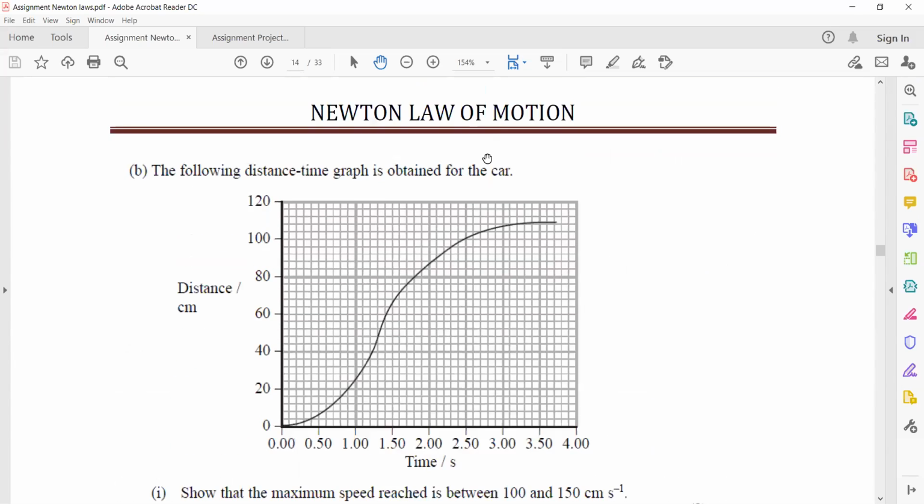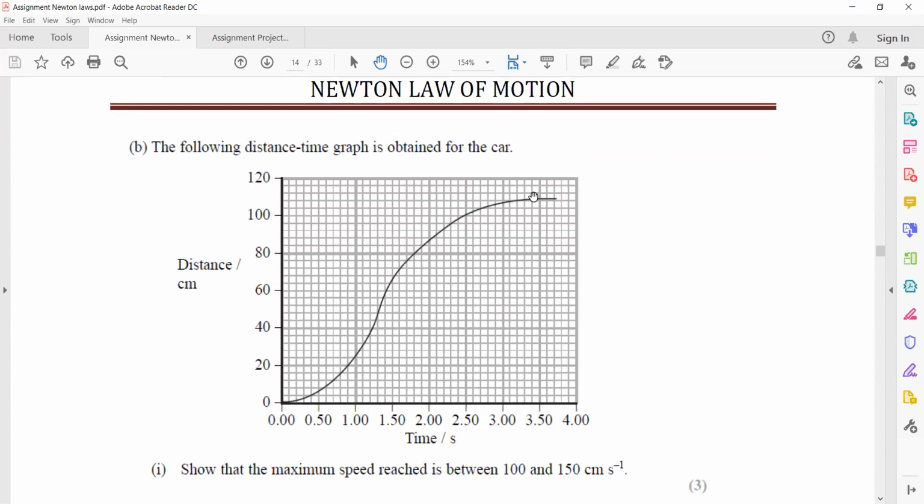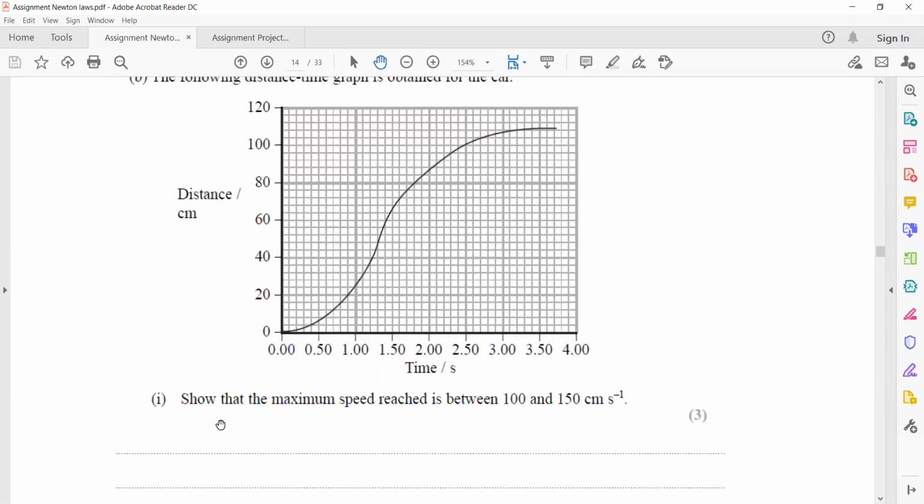Okay. In this question, the following distance-time graph is obtained for a car. Show that the maximum speed reached between 100 and 150 is this. For the maximum speed, you have to draw a tangent, because in a distance-time or displacement-time graph, the slope represents the speed. So the position where we have the steeper tangent will be the maximum speed.